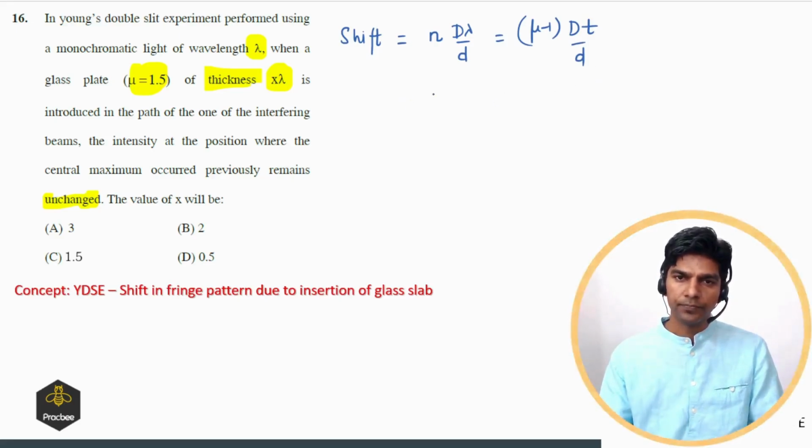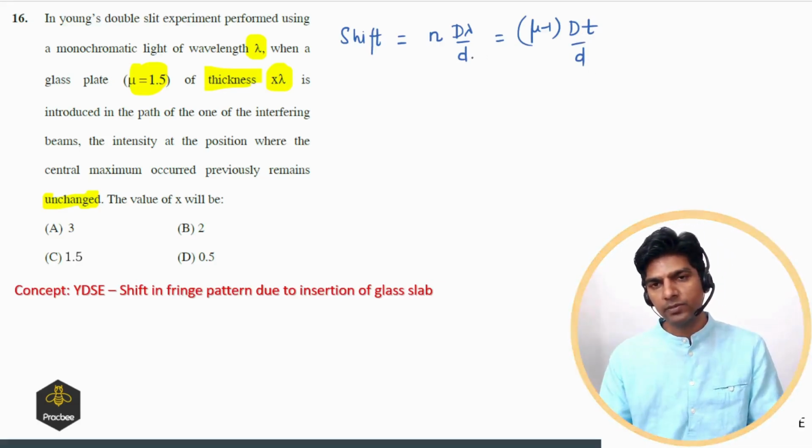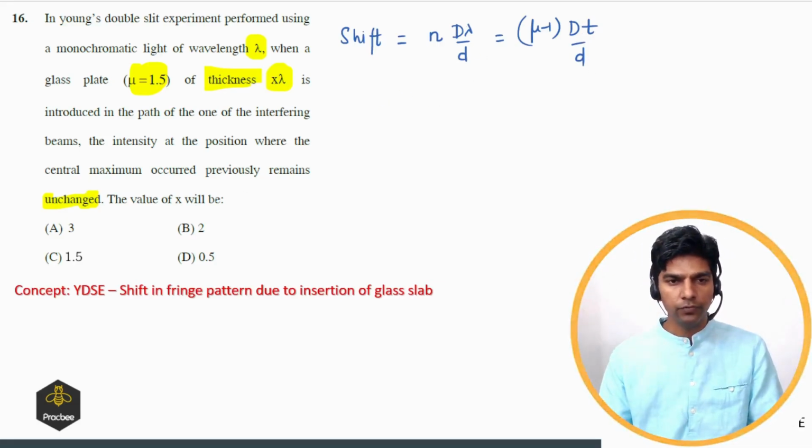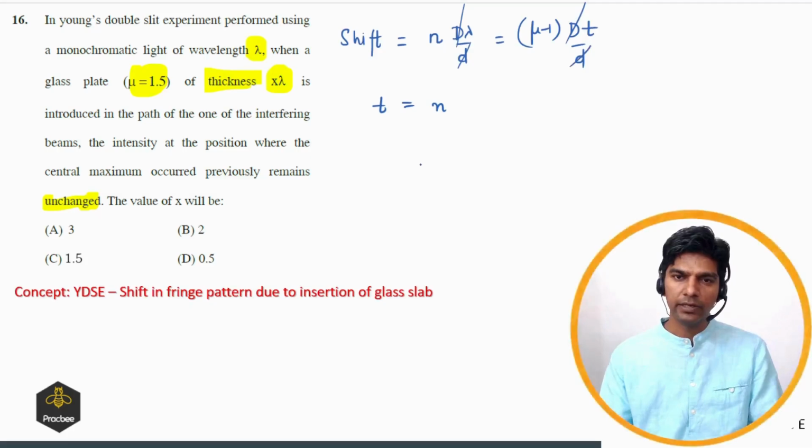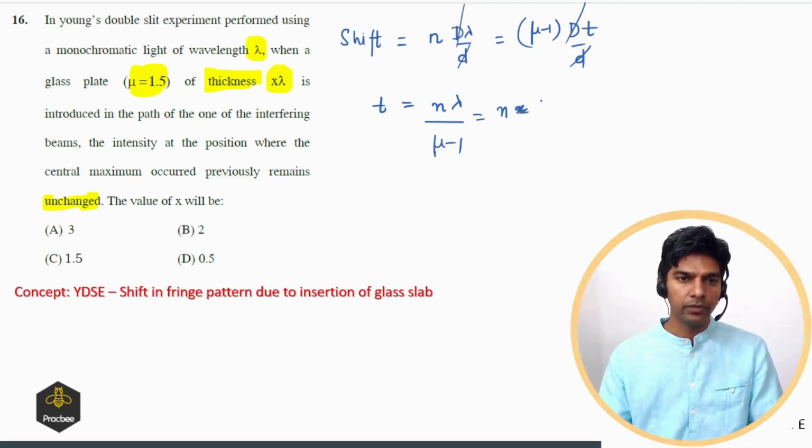Now from this, capital D and small d can be eliminated, and we have to find the value of x, which is the factor in the thickness. So we have to find the thickness only. So the thickness will be n times lambda divided by (mu minus 1). Now this n times lambda, okay, it is lambda only, right?